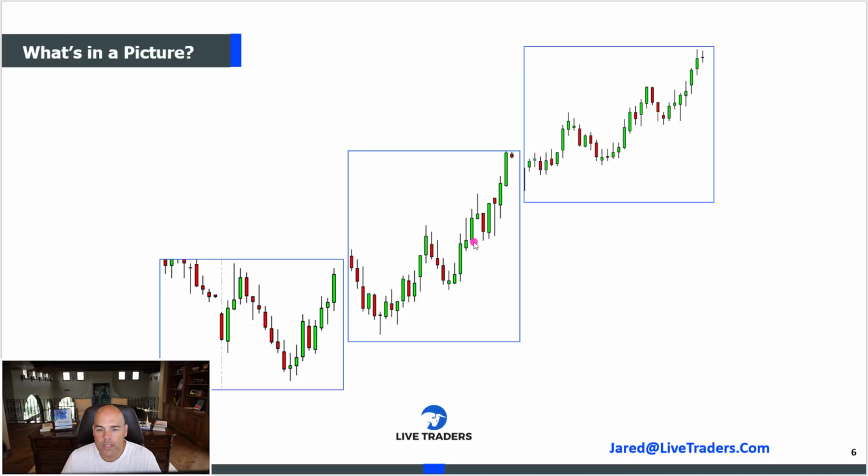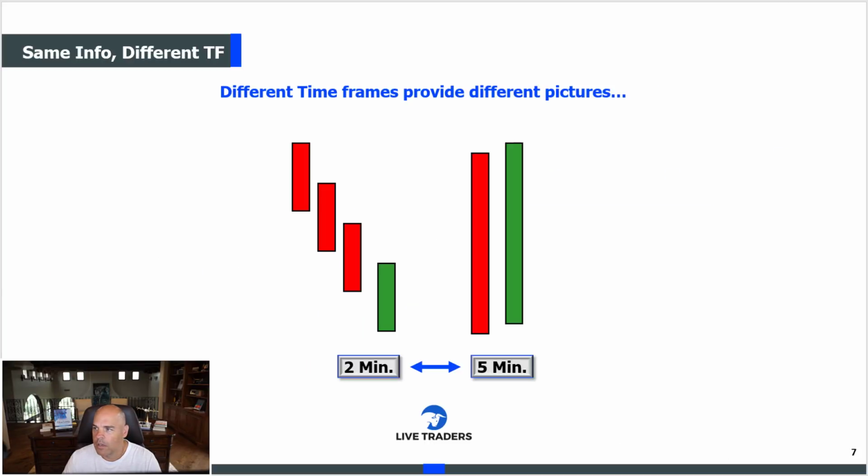The point simply is sometimes we have to move up and sometimes we have to move down to get a better entry in the bigger picture. Okay, but before we do that, I'll show you what I mean. Different time frames provide different pictures. So on the left, we have a 2-minute pullback, right? Lower high, lower high, lower high, lower lows, lower lows, lower lows. Same information, different time frame. That's important to note.